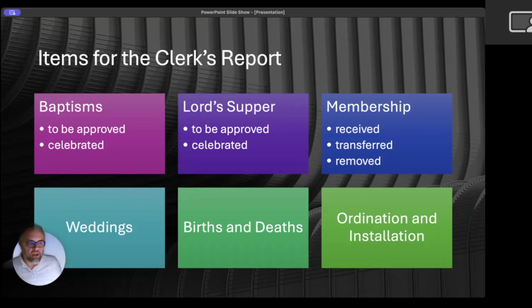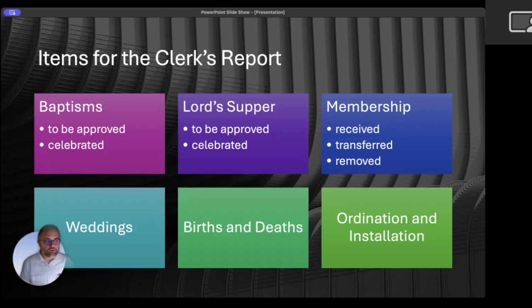We used that a couple times when a church member's family asked for communion at the funeral. So we already had that blanket permission for the pastor to do that, and then it just got reported.